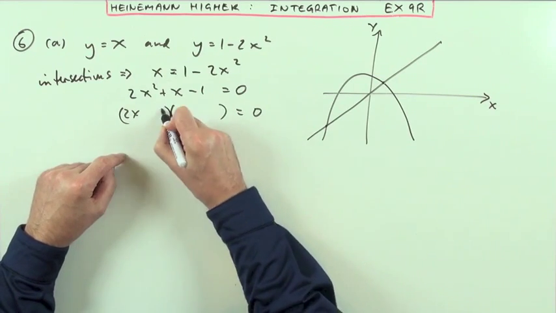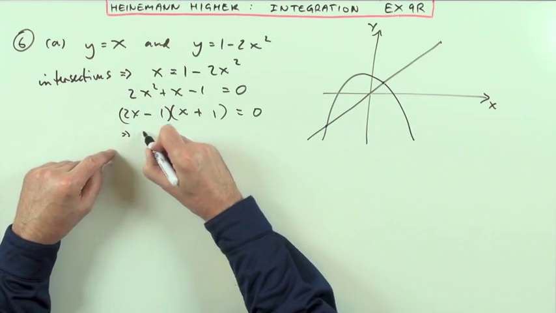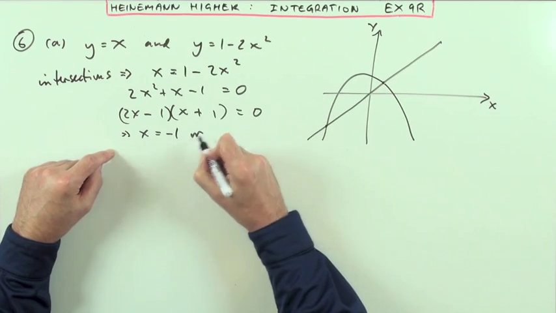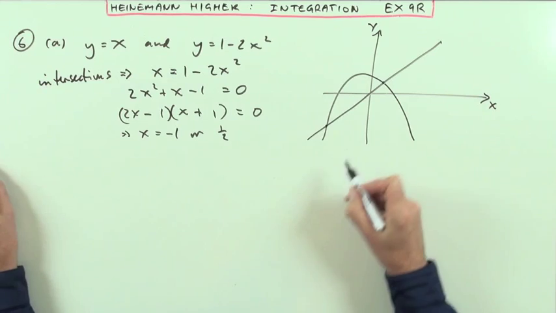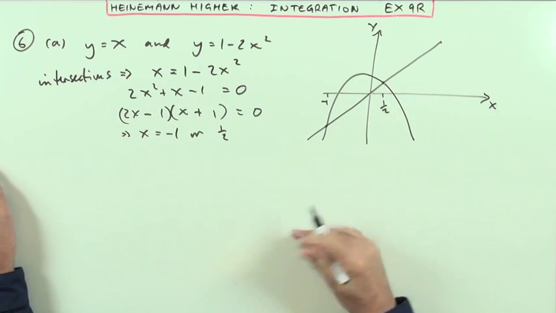So that's 2x, 1. The positive goes to the larger, so that must be the opposite, which means x equals either a half or negative 1. I'll put them in numerical order, so negative 1 or a half. So it means that's cutting at negative 1 and that's cutting at a half.